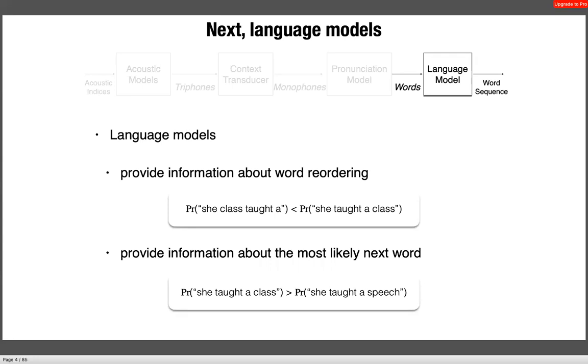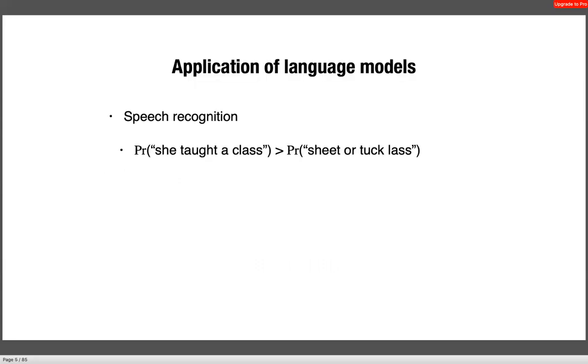You can also think of a language model as providing information about the most likely next word. If you had the context "she taught a", then the probability of seeing the word "class" is much higher than the probability of seeing the word "speech". So language models are also typically defined in terms of the probabilities that they assign to the next word prediction given a word history.